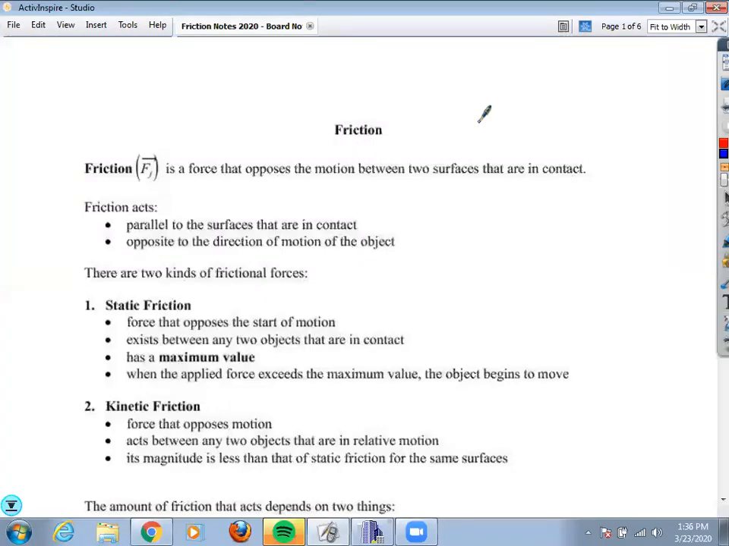All right, so this lesson is about friction and the friction force and how force applied at an angle will affect the force of friction on an object. As a review, we looked at friction in grade 11 physics. Friction, F_F, is a force that opposes the motion between two surfaces that are in contact.